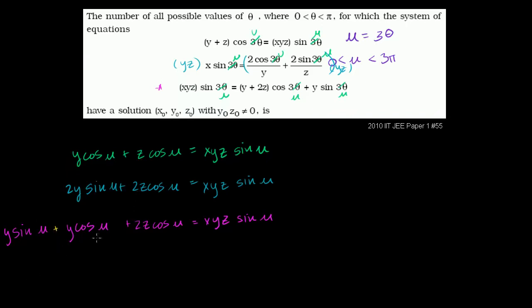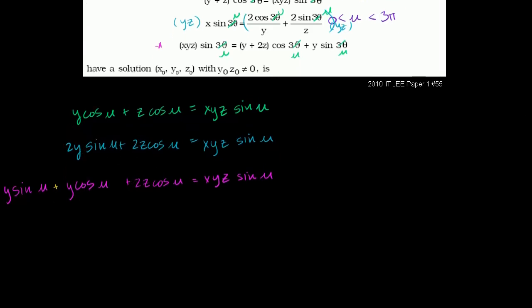So let's see. If we write this has got to be equal to that, let me use these two first. So we have 2y sine of u plus 2z cosine of u is equal to this, which is that, which has to be equal to this, which is going to be equal to y sine of u plus y cosine of u plus 2z cosine of u.